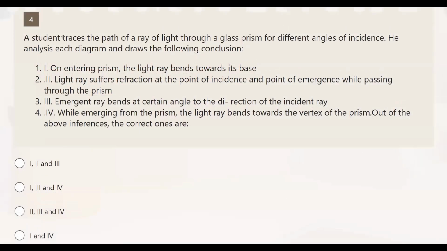The next question from the chapter Human Eye says a student traces a path of ray of light through a glass prism for different angle of incidence. He analyzes each diagram and draws the following conclusion. So let me first make a diagram here. Let's say I take this as the glass prism.